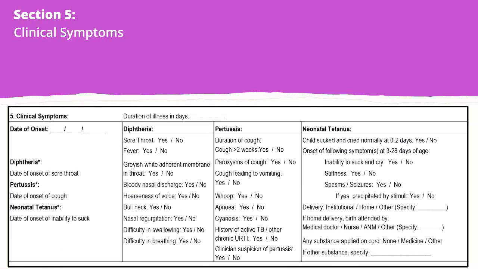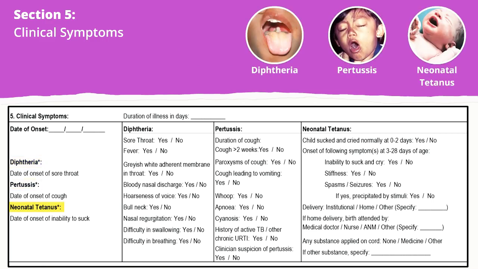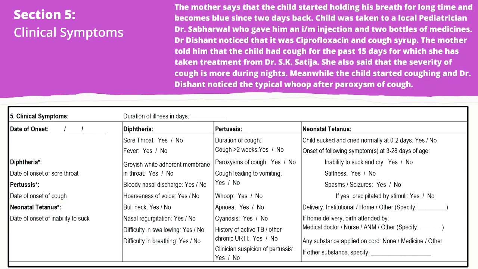Section 5 is on clinical symptoms for all 3 diseases, that is, diphtheria, pertussis, and neonatal tetanus. Note that the date of onset for diphtheria is sore throat, cough for pertussis, and inability to suck for neonatal tetanus. In this case, date of onset of cough is 28 March and duration of illness from onset of cough to notification is 18 days.